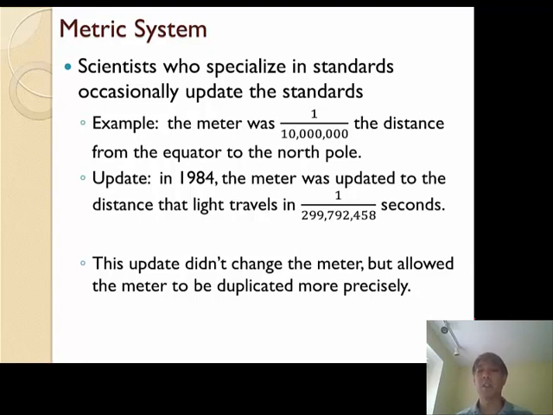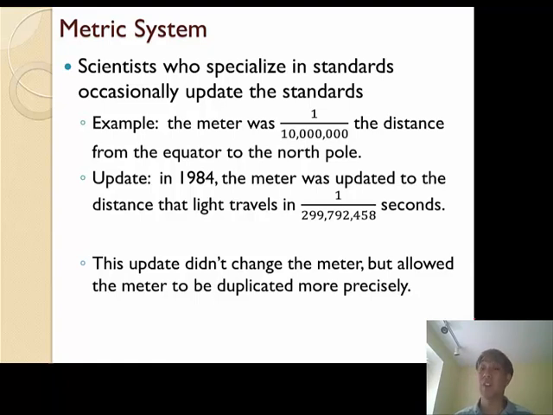Scientists who specialize in standards occasionally update the standards associated with the metric system. The point of updating it is either to allow for greater precision in our measurements or to allow the unit to be duplicated more easily or more precisely in different parts of the world. So, for example, when the meter was first defined, it was defined as 1/10,000,000th of the distance from the equator to the North Pole. In 1984, it was updated to the distance that light travels in 1/299,792,458 seconds.